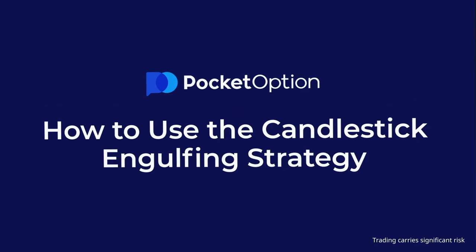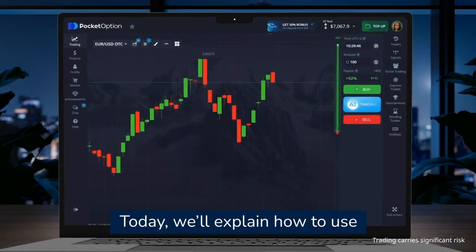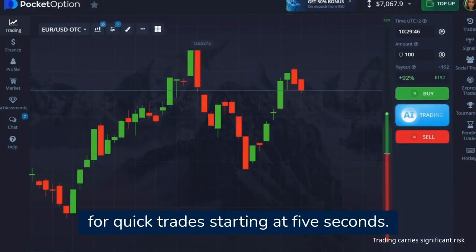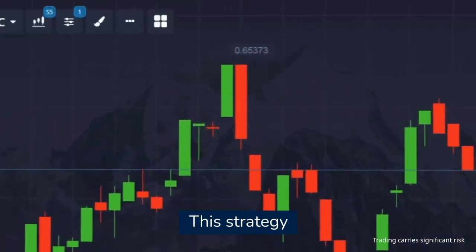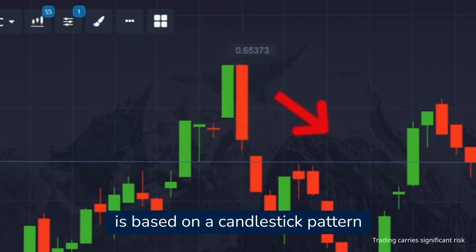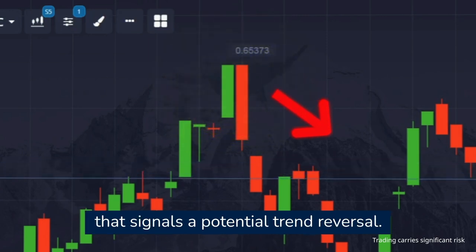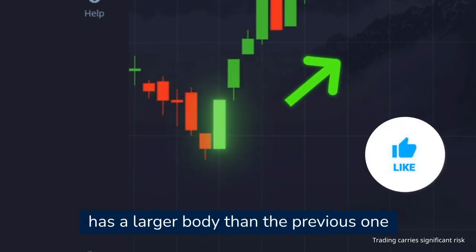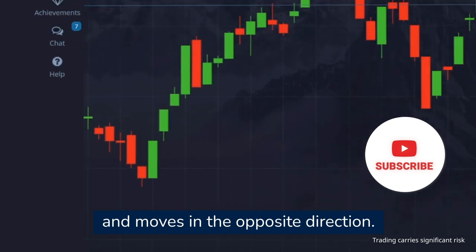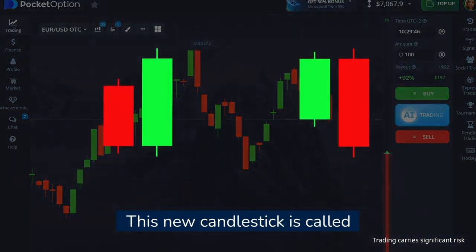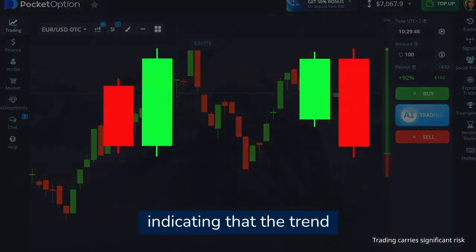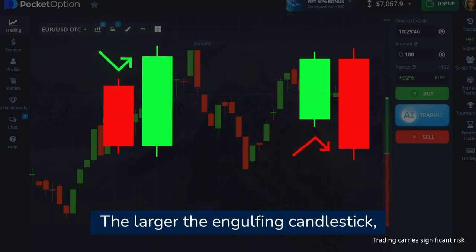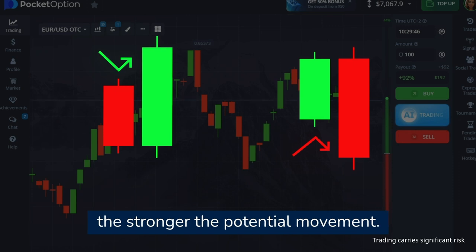How to use the Candlestick Engulfing strategy. Today, we'll explain how to use the Candlestick Engulfing strategy for quick trades starting at 5 seconds. This strategy is based on a candlestick pattern that signals a potential trend reversal. The pattern occurs when a new candlestick has a larger body than the previous one and moves in the opposite direction. This new candlestick is called an engulfing candlestick, indicating that the trend may be about to change. The larger the engulfing candlestick, the stronger the potential movement.